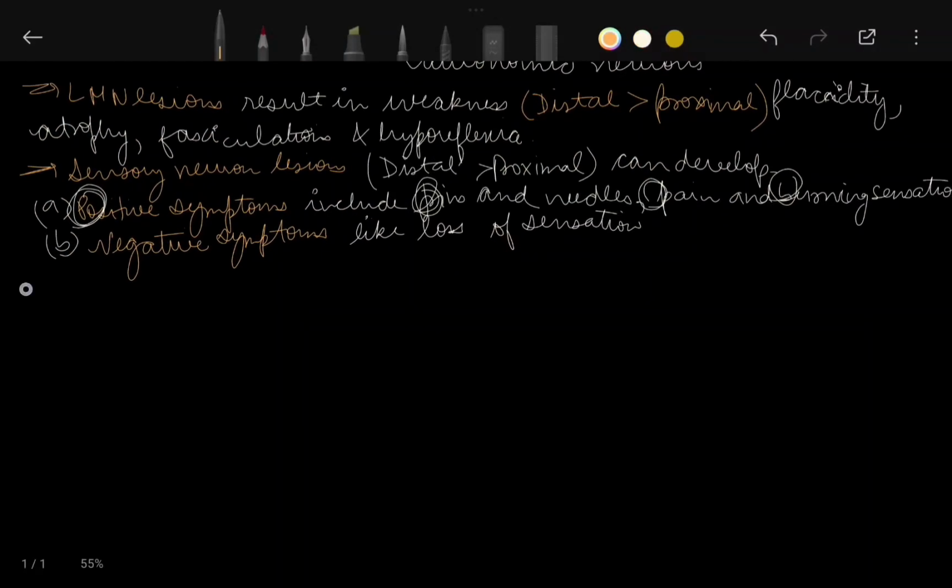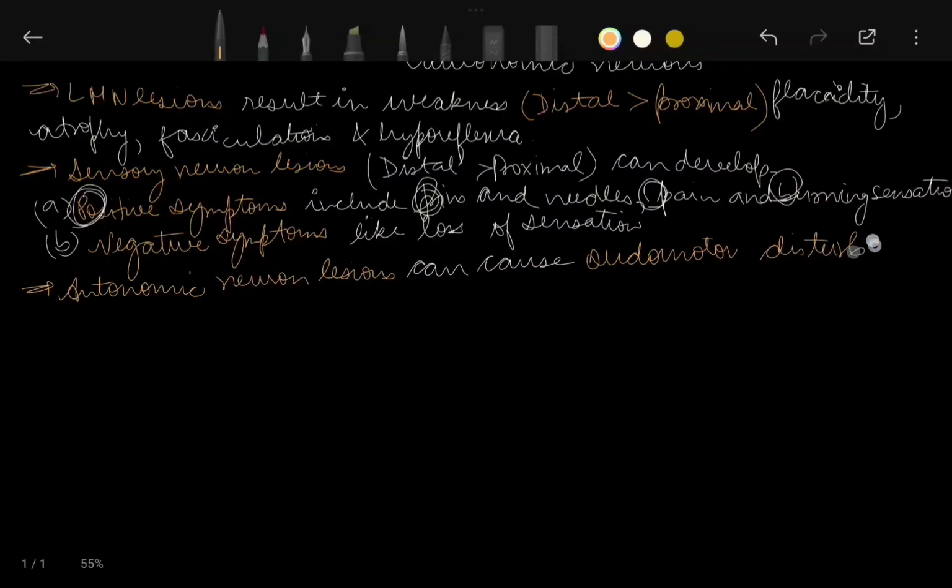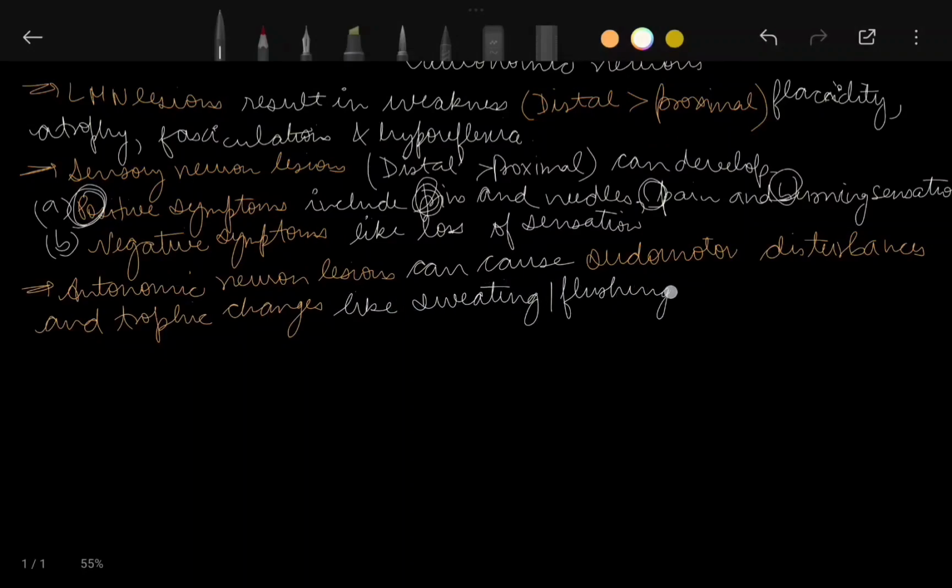Now coming to autonomic neuron lesions. They can cause pseudomotor disturbances and trophic changes. Pseudomotor disturbances are related to glands, such as sweating and flushing, and trophic changes are skin changes, like nail atrophy and hair loss.